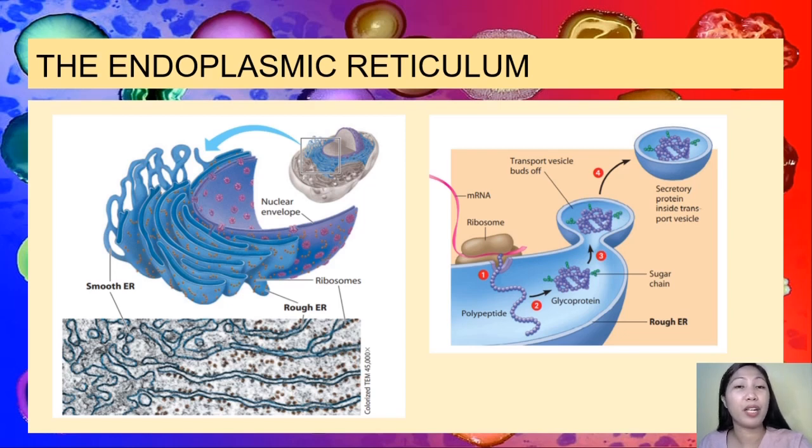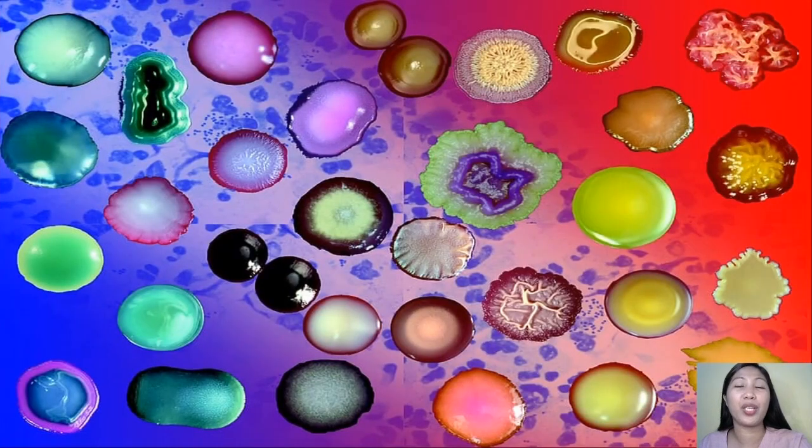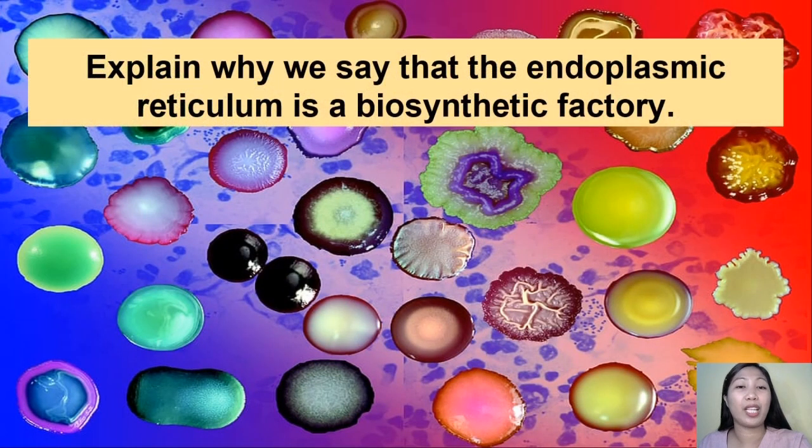An example of a secretory protein is insulin, a hormone secreted by specialized cells in the pancreas. Type 1 diabetes results when these cells are destroyed and a lack of insulin disrupts glucose metabolism in the body. The diagram on the right side follows the synthesis, modification, and packaging of a secretory protein. Now let's answer this question. Explain why we say that the endoplasmic reticulum is a biosynthetic factory.